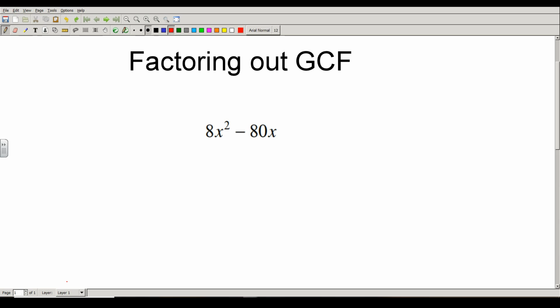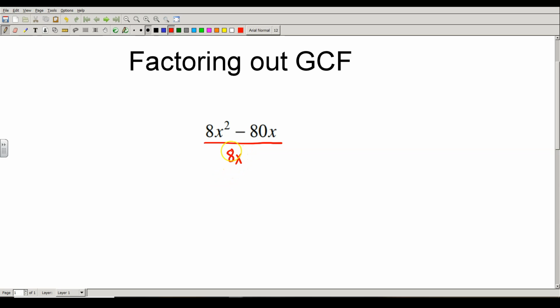So for example, if we were looking at 8x squared minus 80x, we would look at those two terms and say, do they both have something in common? Both of those could be divided by 8, and both of them also have an x. So they could both be divided by one of these x's because they both have at least one x. So the greatest common factor of this polynomial would be 8x.